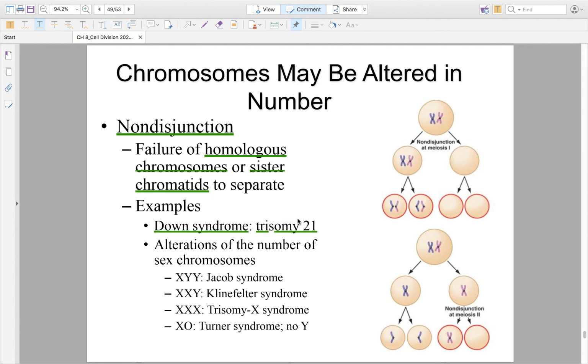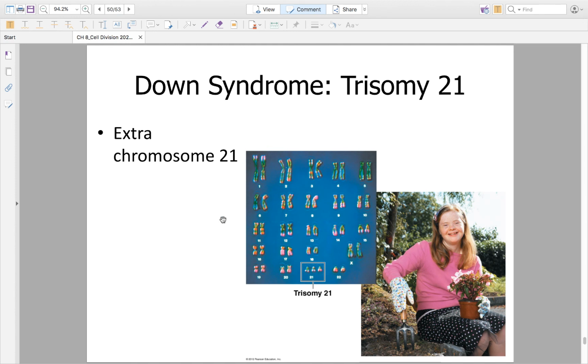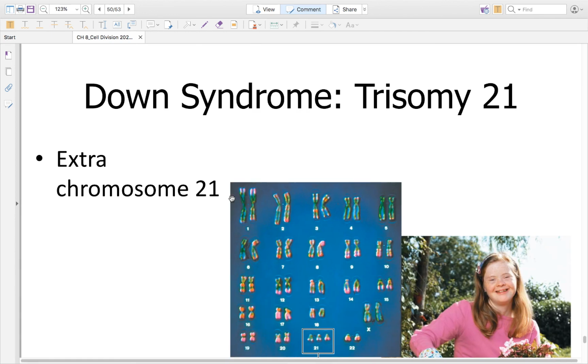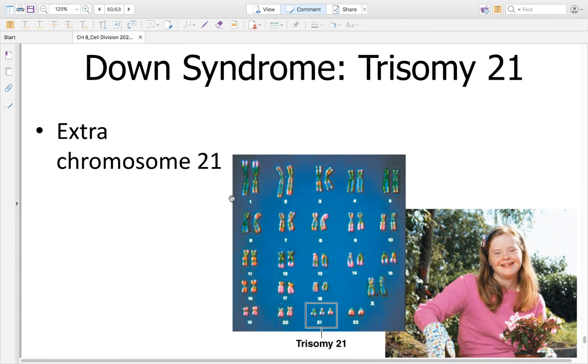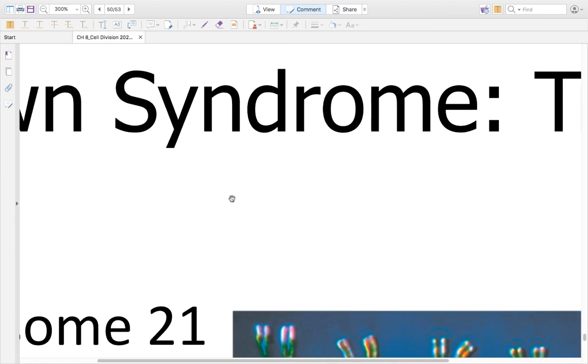All right, Tri. Okay, this is important. Tri equals 3. Okay, and then 21 means location 21. Okay, let's go and look at that. All right, here we go. This is Down syndrome. So remember the human karyotype. Zoom in on this.